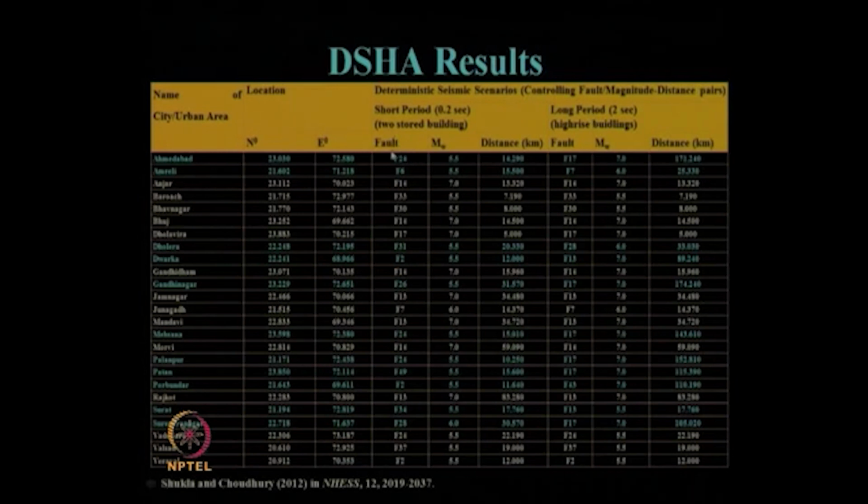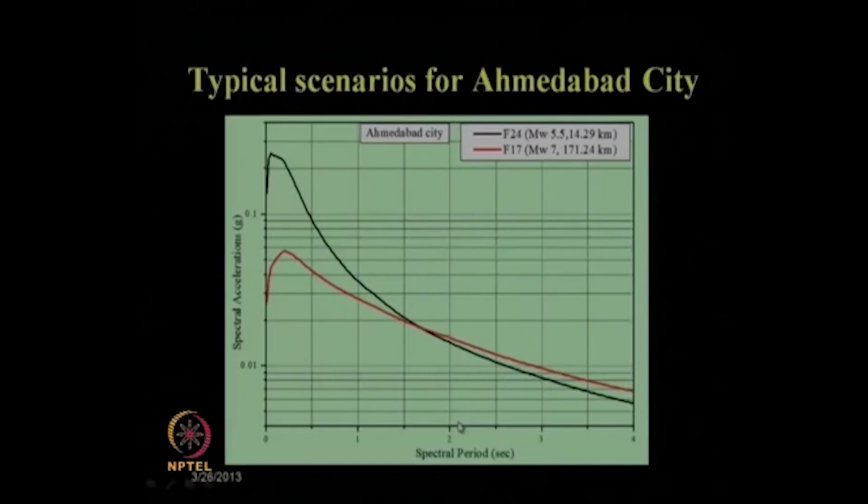That means the dominating fault for the low rise building is one, whereas it is another one for high rise buildings in the same Ahmedabad region. Whereas for some cities or places like Bharuch, we have seen that the fault responsible for the short period and long period are the same. So, what type of buildings are getting damaged, which fault is responsible, and what magnitude and at what distance it exists from the site can be obtained from this deterministic seismic hazard analysis.